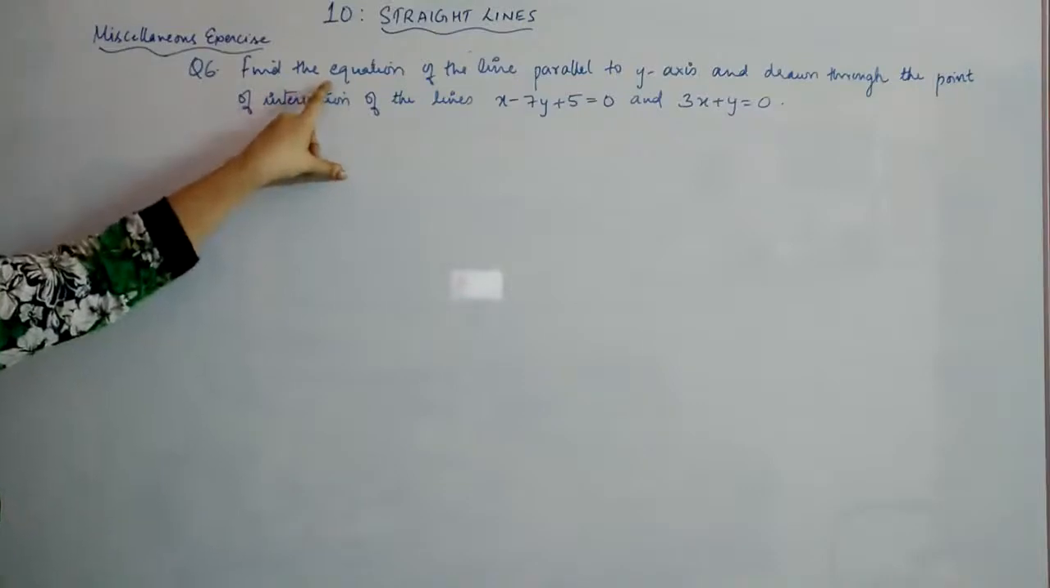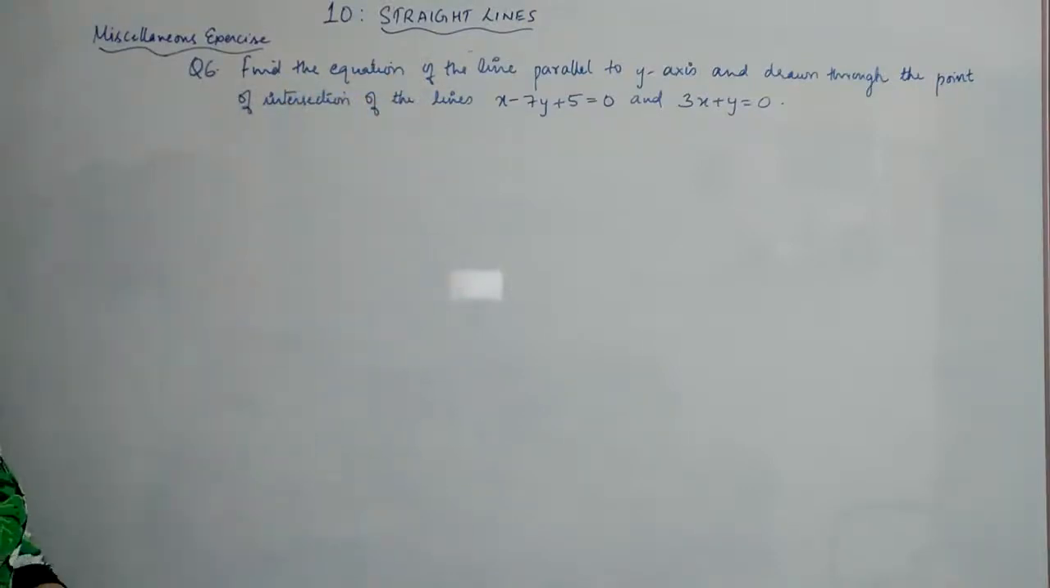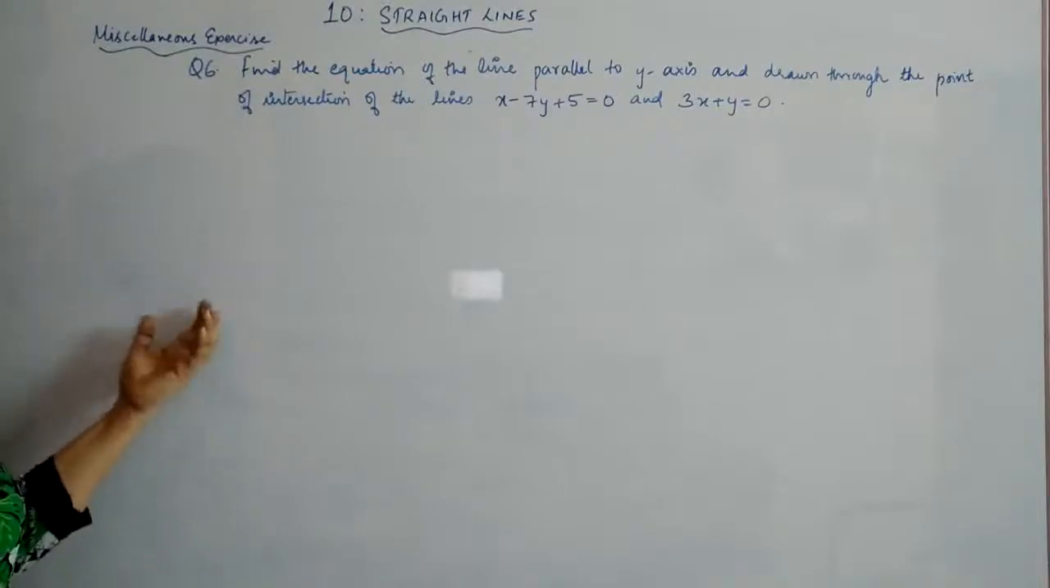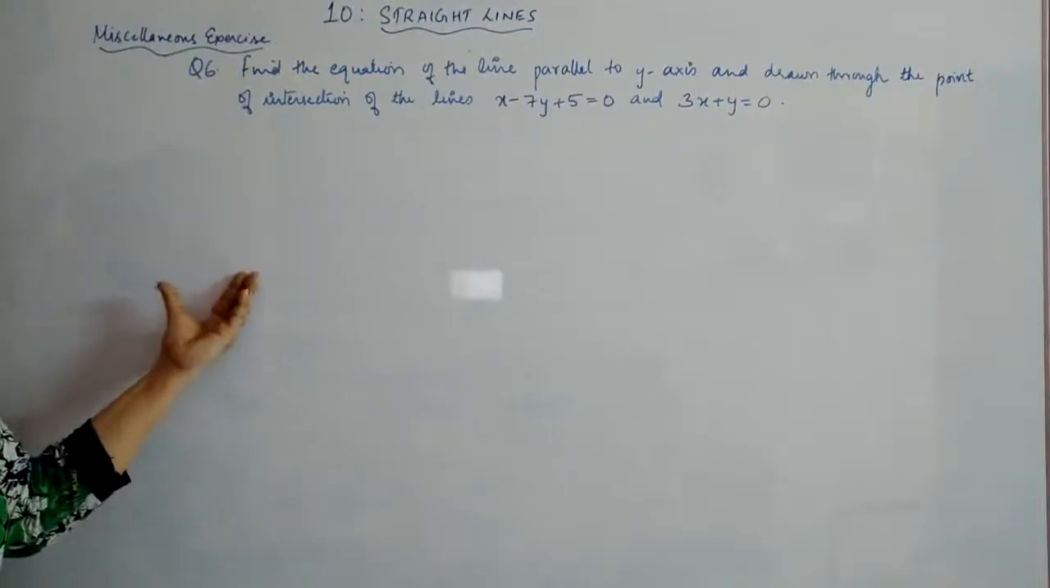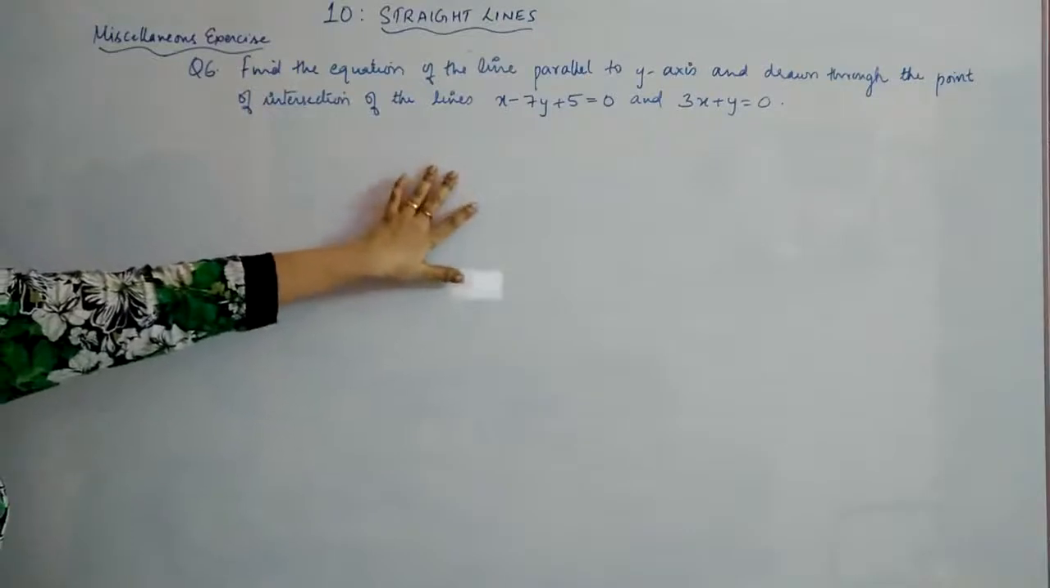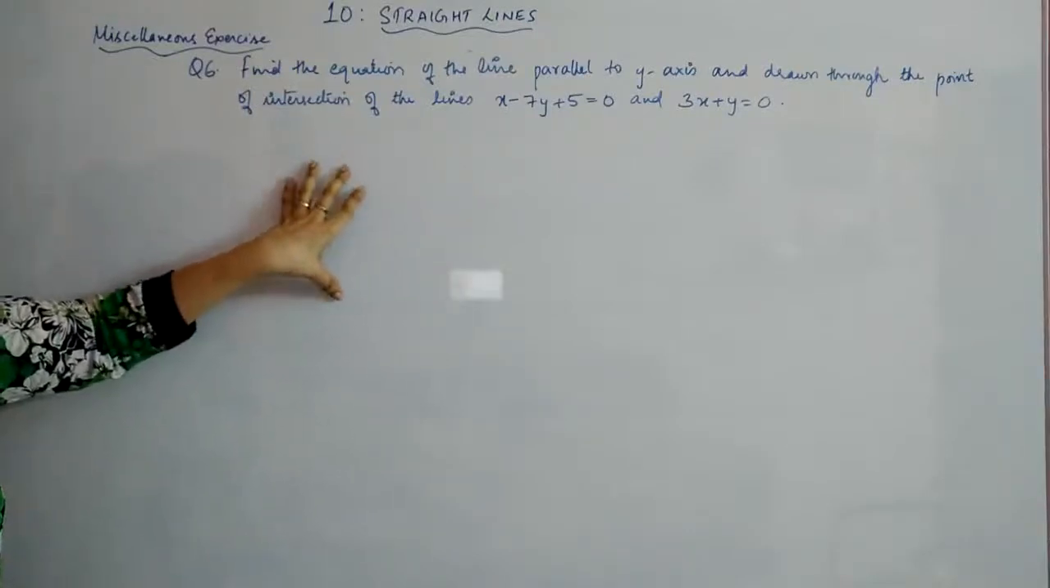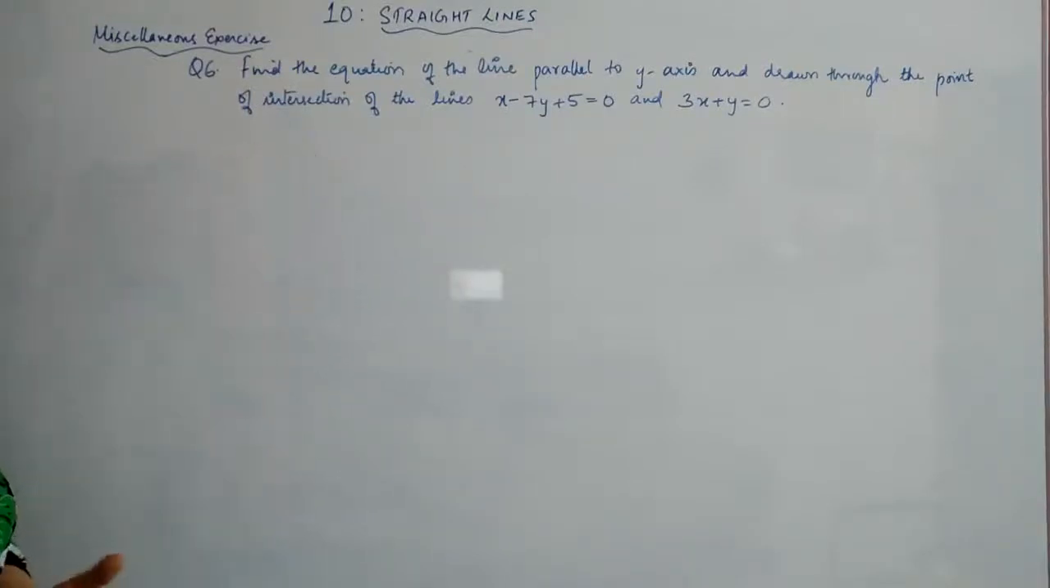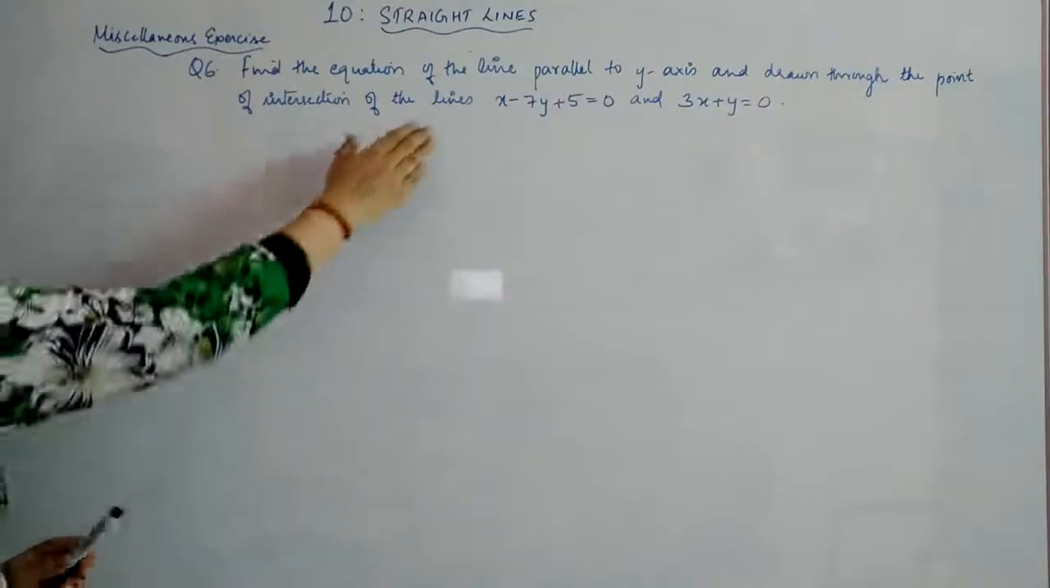Since you want the equation of the line which is parallel to the y-axis, we know that any equation which is parallel to the y-axis will be x equal to a constant. So when we get the points x and y, what you are getting as x equal to, that will be your answer. That will be the equation of the line which is parallel to the y-axis. Now first we will find out the point of intersection of these two lines.